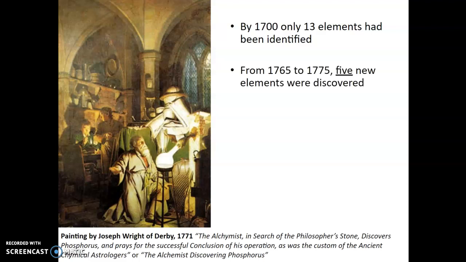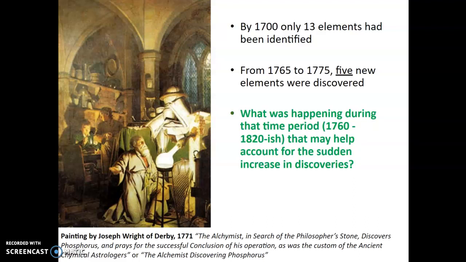From 1765 to 1775, they discovered 5 elements. So, if you think about the history of humanity, we found 13 in all those years. And then in a 10-year period, we found 5 new ones. And we were like, whoa, God, 18, that's a lot.